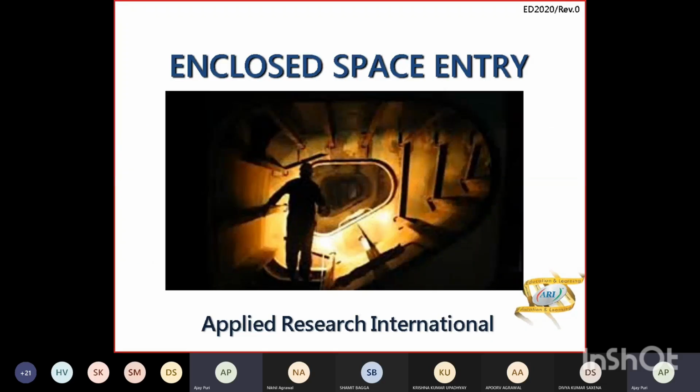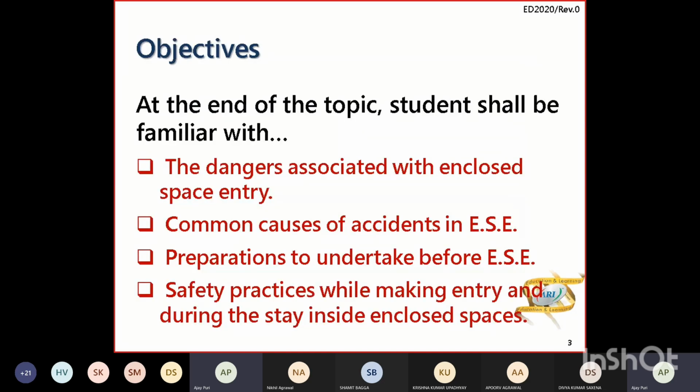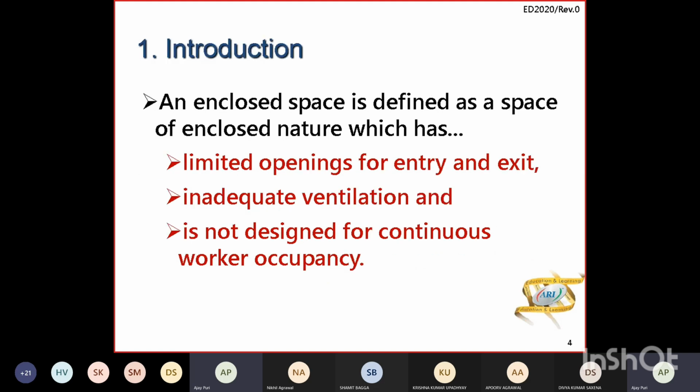So this is your hopper tank, entry into that. So you'll be aware of the dangers associated with enclosed space entry: common causes of accidents because of fear, preparations, safety practices while making entry, and during the stay inside enclosed spaces.